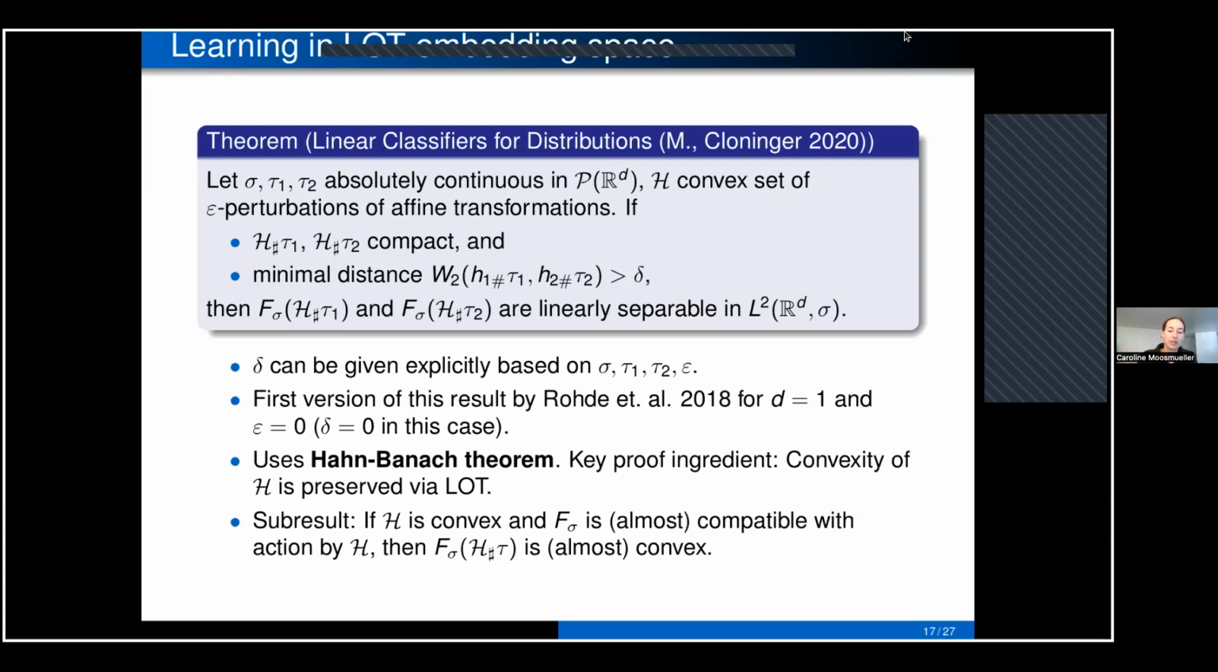The reason it works, again, has to do with this LOT embedding preserving certain structure. So we talked about its property of preserving distance, at least under the assumption of compatibility. But we can also preserve convexity under the assumption of compatibility. So if you're only considering elementary transformations, convexity is preserved through the embedding. And this is a nice property. And we have the same for almost convexity. So if, instead of the compatibility condition, you have almost compatible, you will get almost convex. So it's a similar kind of result.